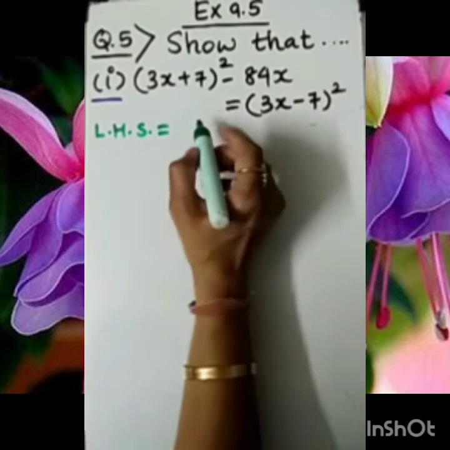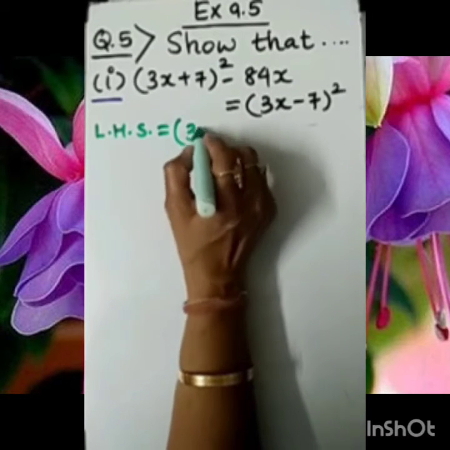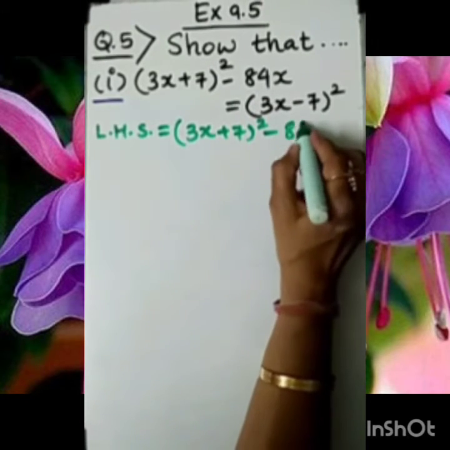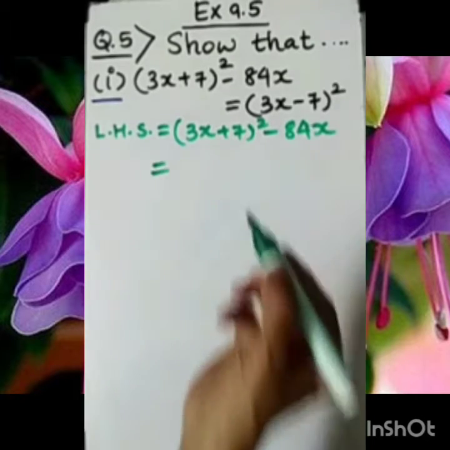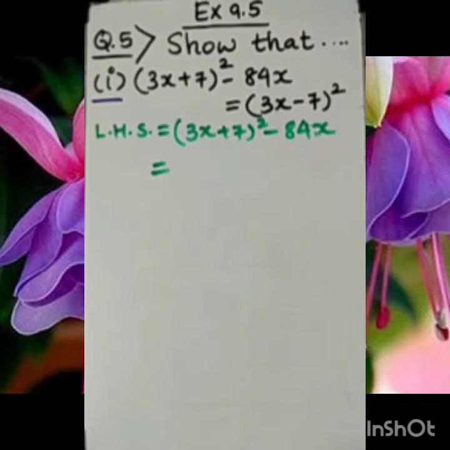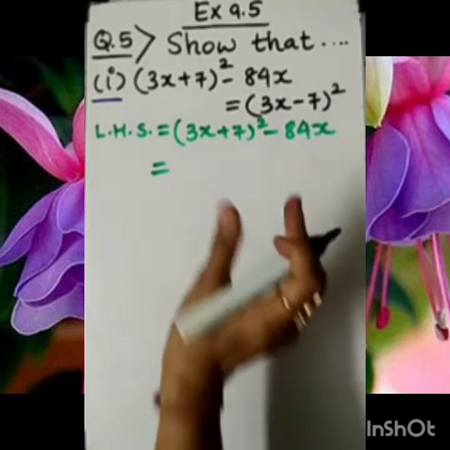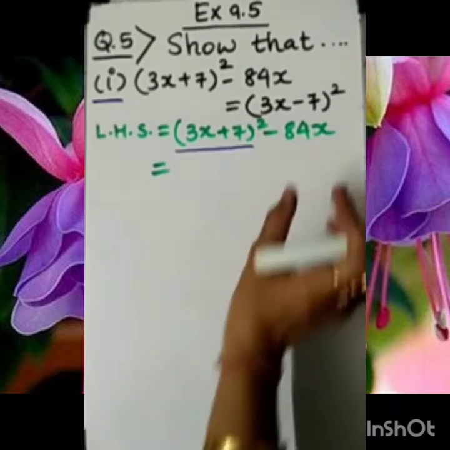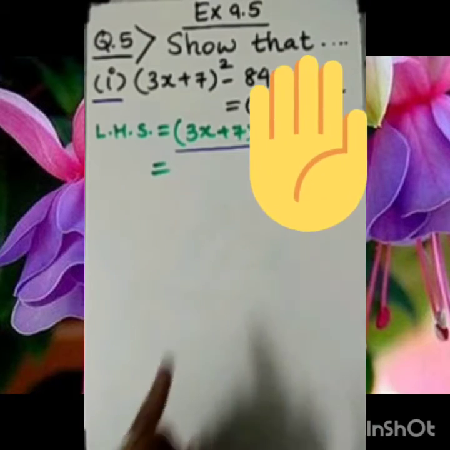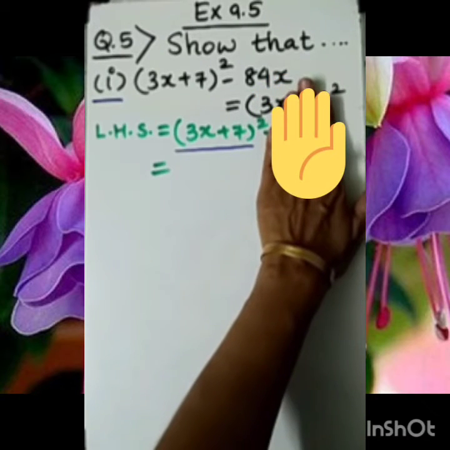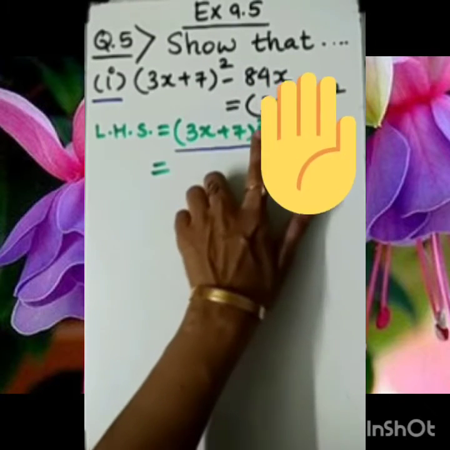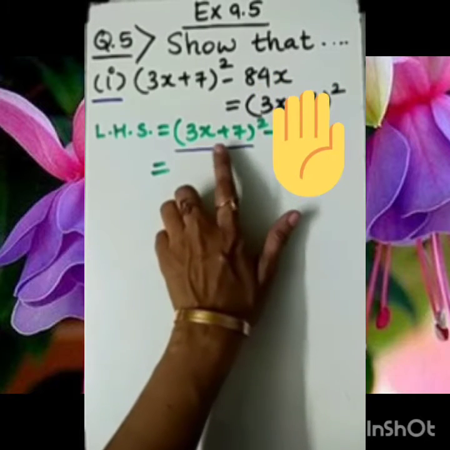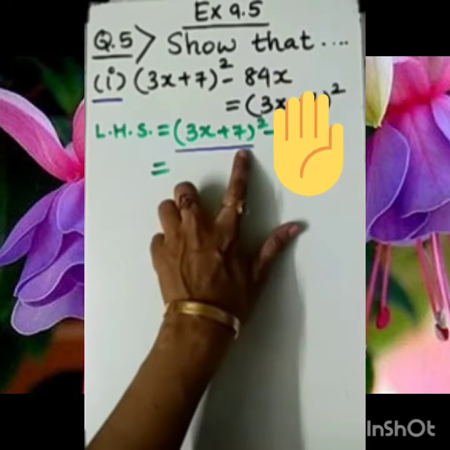Now, let's note down what we are given in LHS. The question says (3x + 7) whole square minus 84x. This we are given, right? This is the LHS. Suppose for a while, think about this much portion and forget the other part. If we focus on this portion, I am hiding the rest. So at that time, this is the square of an algebraic expression, a binomial, it's a square.